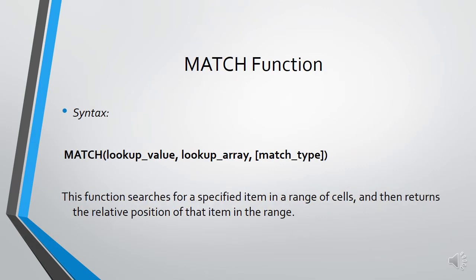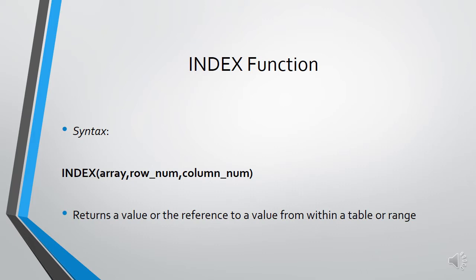We can also move on to some other handy functions. We have the MATCH function, which searches for a specified item in a range of cells and then returns the relative position of that item. The INDEX function returns a value or the reference to a value from within a table or a range. When you want to know where a particular value is, the row number and the column number, that is where you can specify it using the INDEX, which is the address.